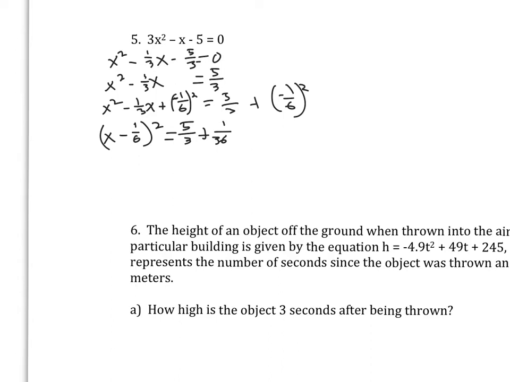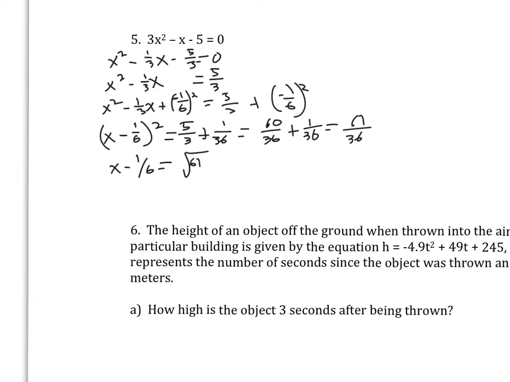1/36, which we're going to say is equal to, we now want to make 5/3 as a fraction with a denominator of 36, so we'll multiply top and bottom by 12 to get 60/36, equivalent to 5/3, plus 1/36 is equal to 61/36.